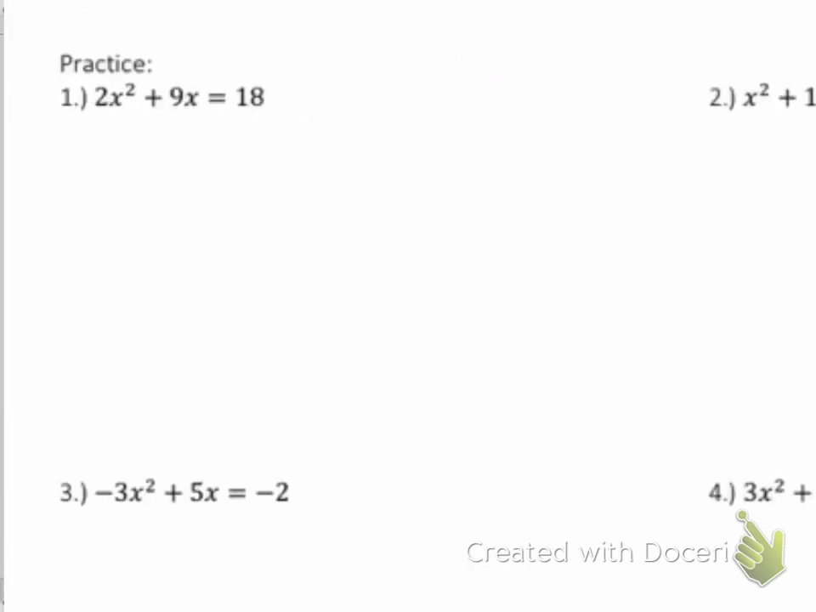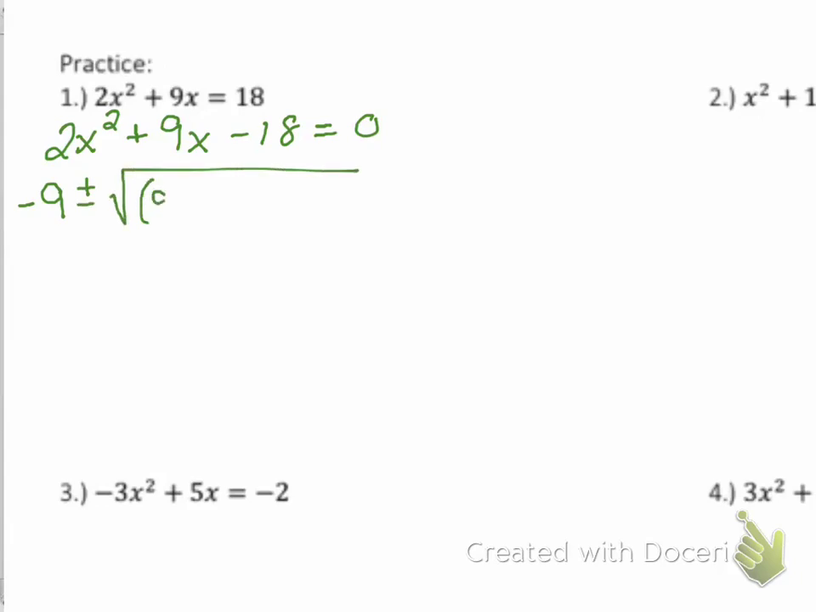So why don't you try number 1 on your own, and remember to get it into standard form first. So when getting this into standard form, your equation should have looked like 2x squared plus 9x minus 18 is equal to 0. And then plugging it into your equation would be negative 9 plus or minus the square root of 9 squared minus 4 times a times c, all over 2 times your a value, which is 2.